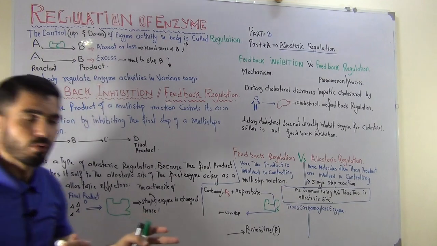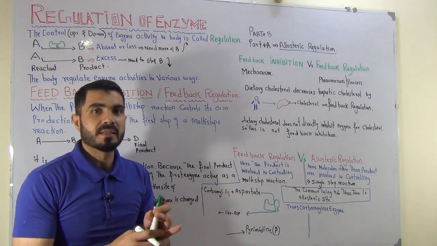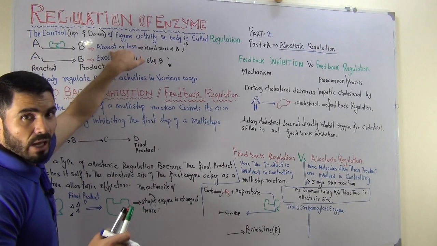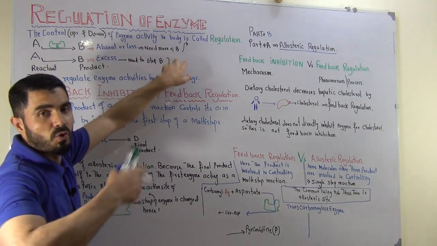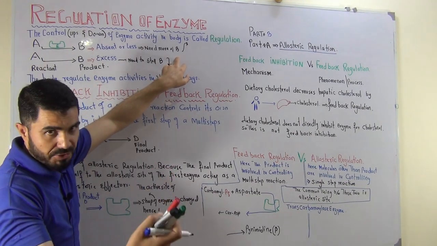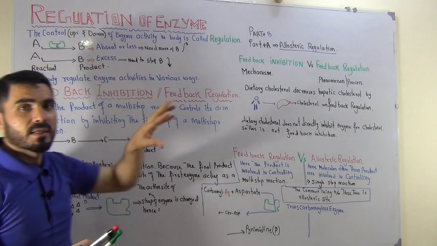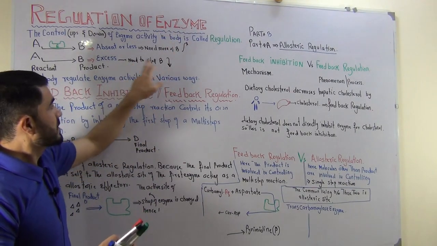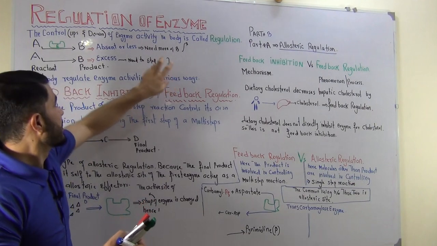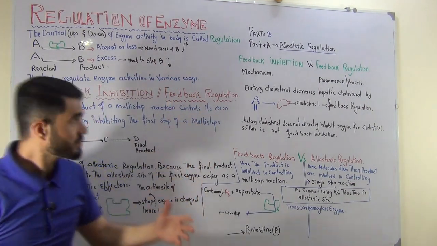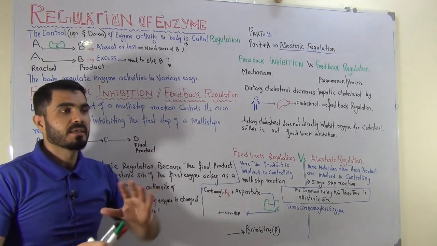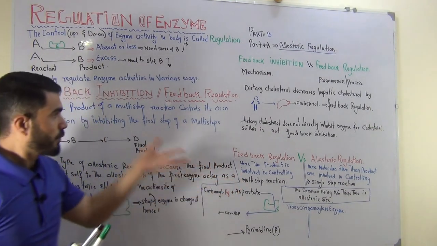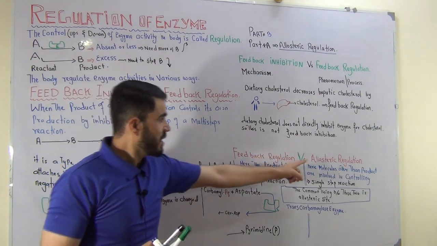I hope you also know what enzyme regulation is. Enzyme regulation is when the product is less or absent and your body starts making more product with the help of enzymes. This is a regulation. Or when the product inside your body is in excess and your body decreases this product, brings it to normal, this is also called regulation. So inside the body, enzyme activities are regulated in different ways. The first way by which activity is regulated is allosteric regulation.